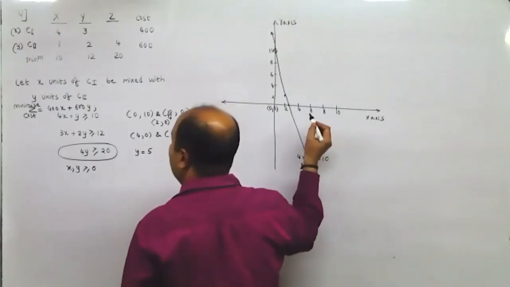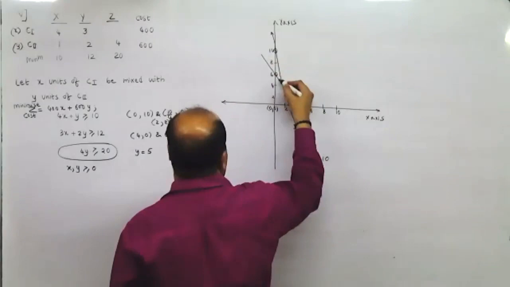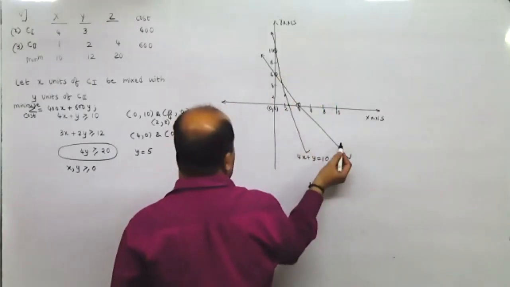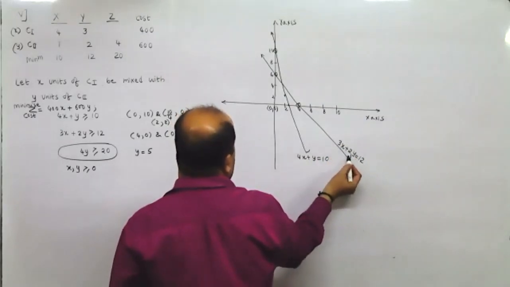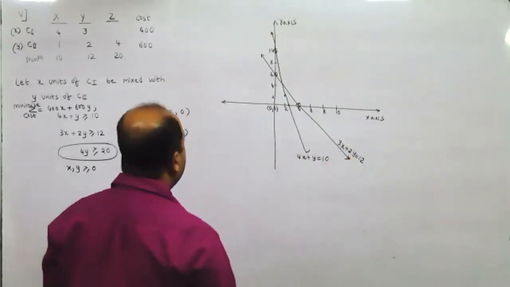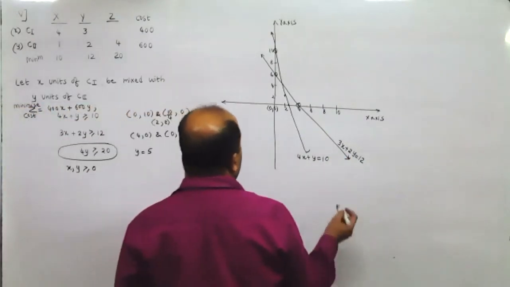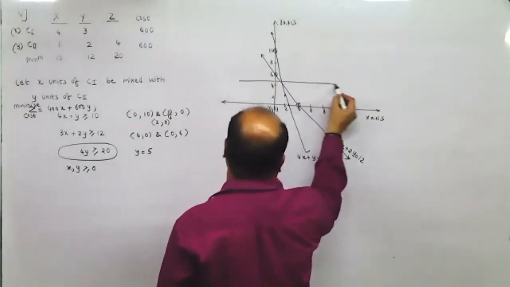3x plus 2y equal to 12. So 4, comma 0 and 0, comma 6. This is 3x plus 2y equal to 12. Then y equal to 5. So it is parallel to this one. It is y equal to 5.